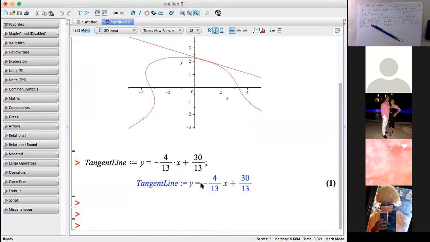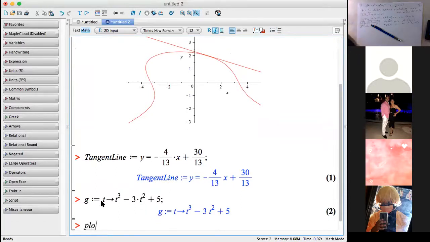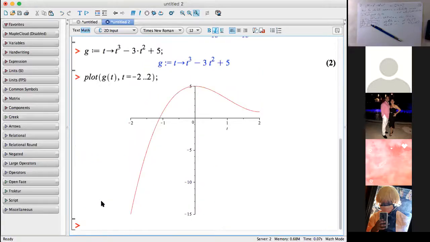So we have the function G of t is t cubed minus 3 times t squared plus 5. And suppose I plot G of t going from -2 to 2. There it is. And you can see here is the absolute minimum at (-2, -15). And the absolute maximum is here at (0, 5).